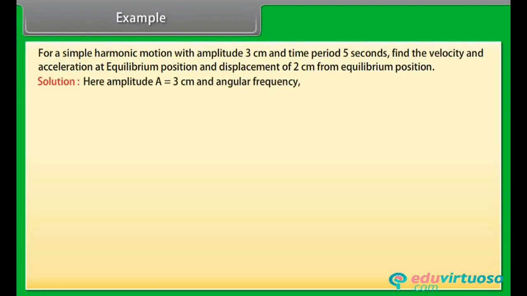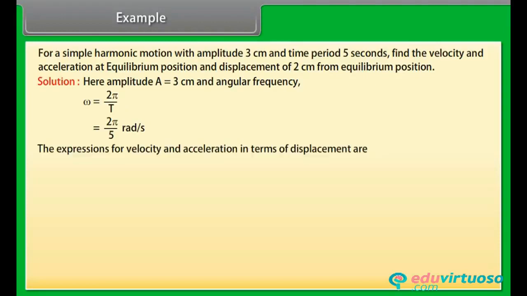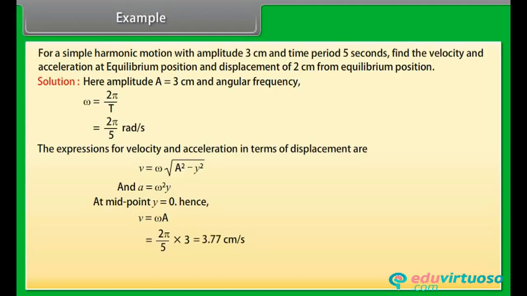Here, amplitude A = 3 cm and angular frequency ω = 2π/T = 2π/5 radian per second. The expressions for velocity and acceleration in terms of displacement are v = ω√(A² − y²) and a = ω²y. At the midpoint, y = 0. Hence, v = ωA = 3.77 cm per second and a = 0.